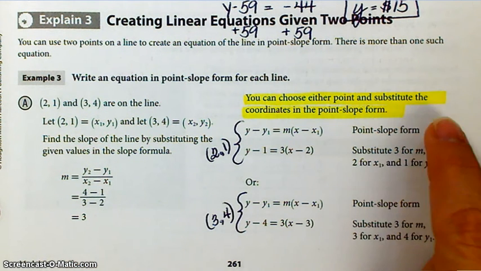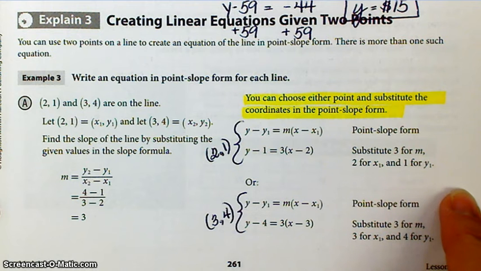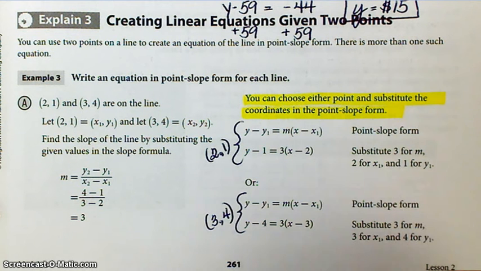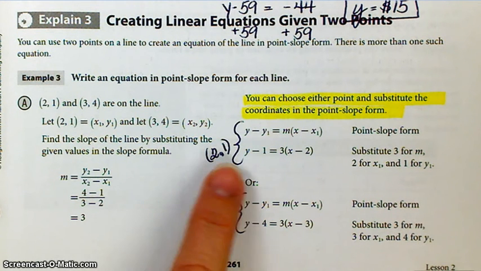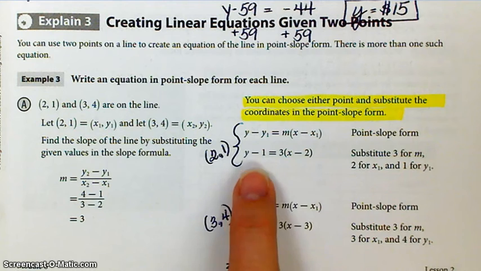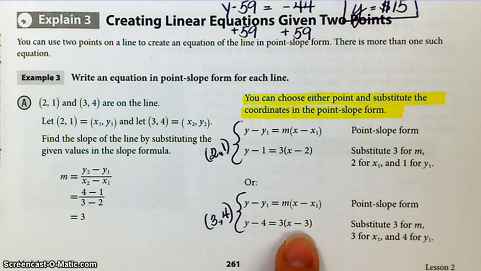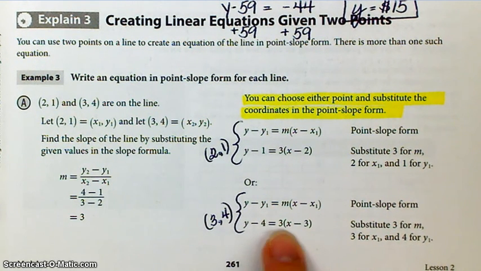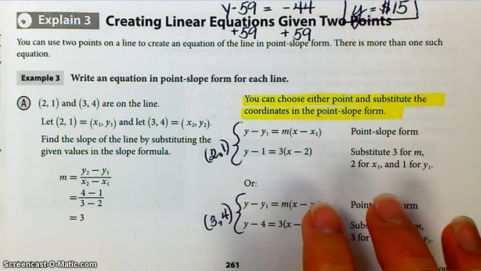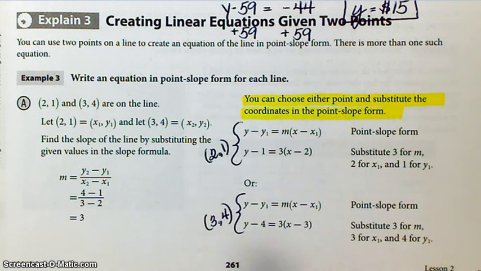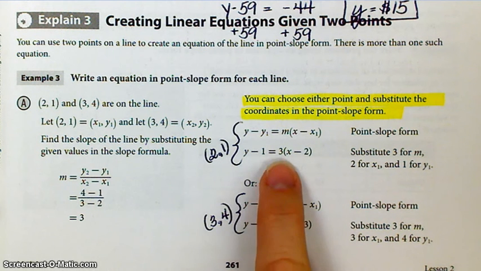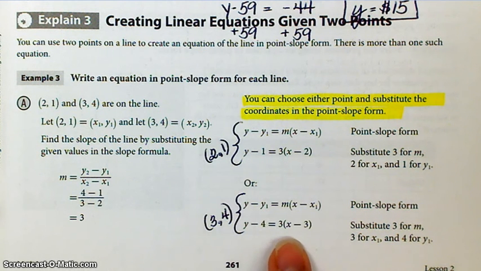Then it doesn't matter which point you use to put into the point slope formula. You're going to put 3 in for slope, and if you put in this point, then your equation is going to look like this. If you put in this point, your equation will look like this. Now, if you went ahead and did the distributive property here and rearranged to get y equals mx plus b, like in the slope-intercept form, you would find that once you distributed and rearranged, these two would be equivalent to one another. Okay, so it doesn't matter which point you use.